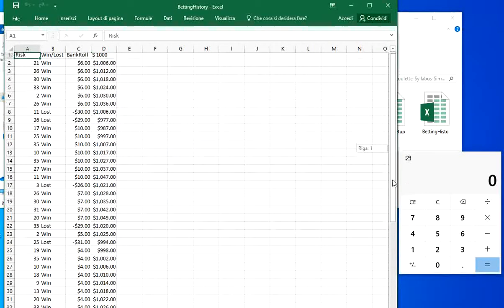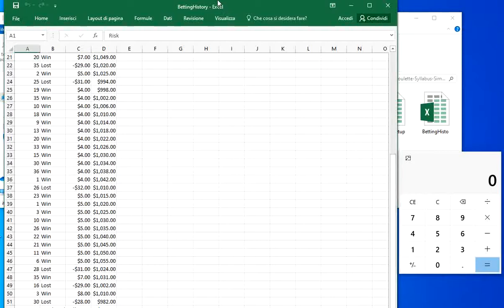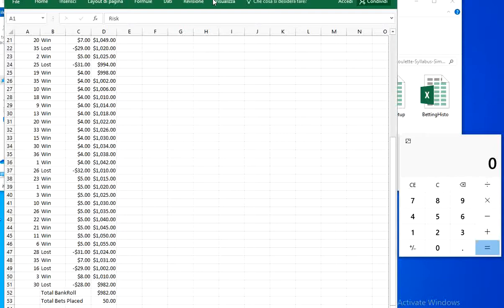We ended up also with what? With a bankroll of what? 982. That means we lost what? We lost 8 units. But what happened during the bet? We made profit here. Look at that.